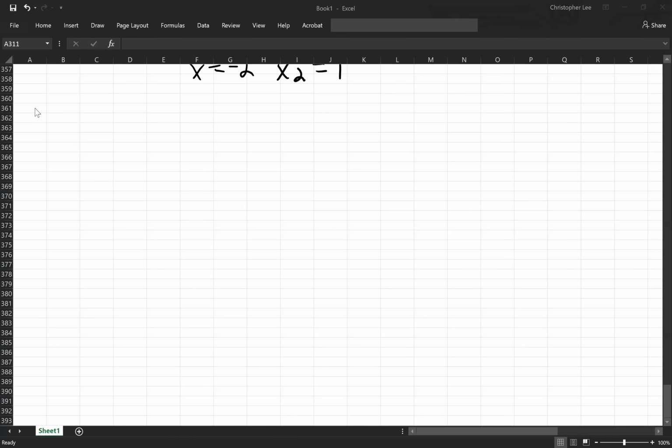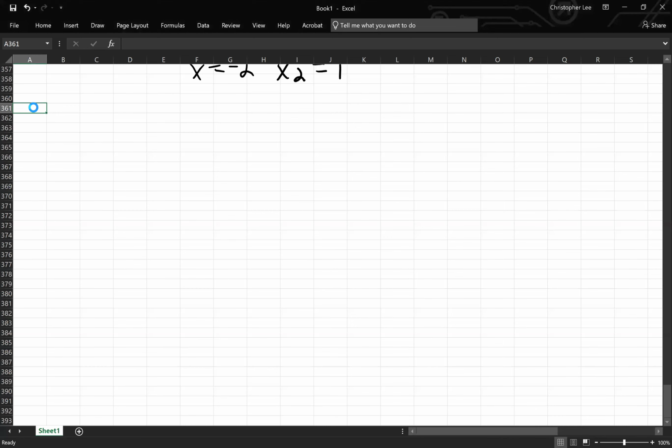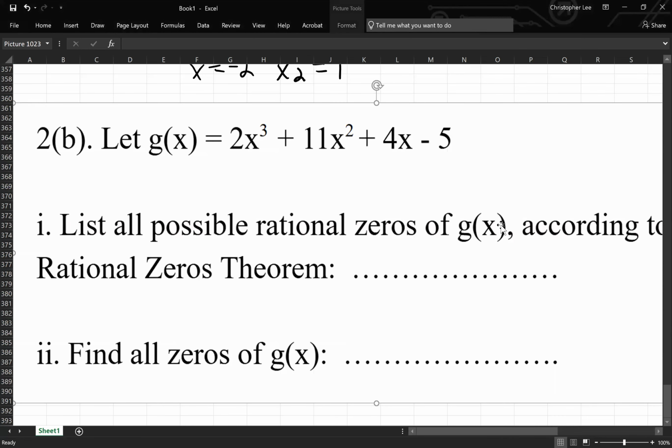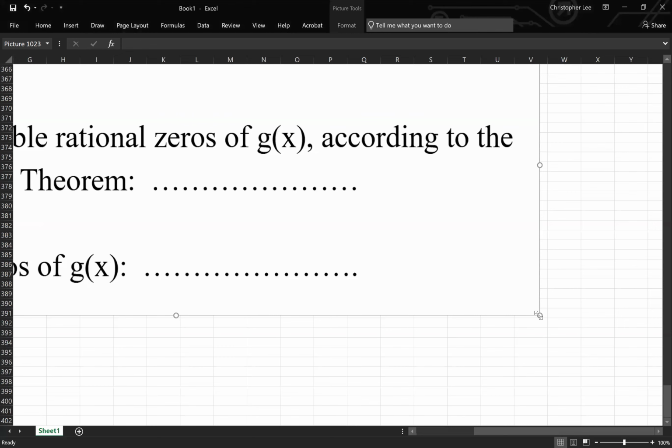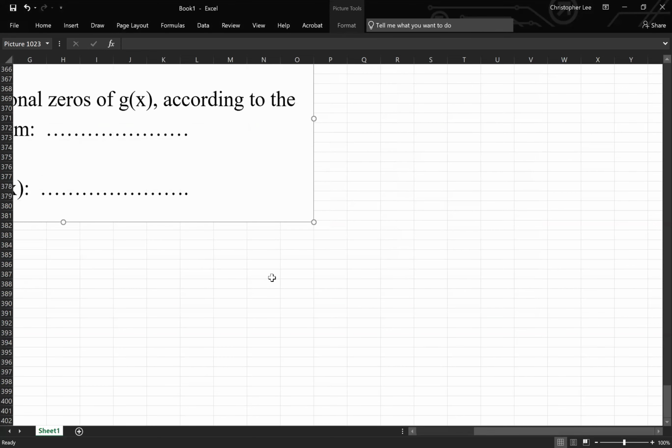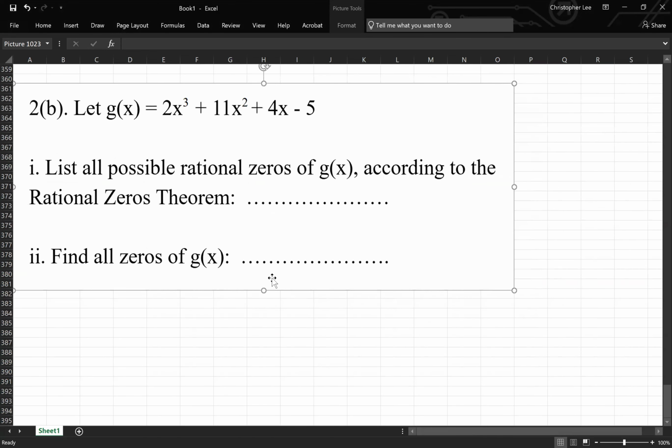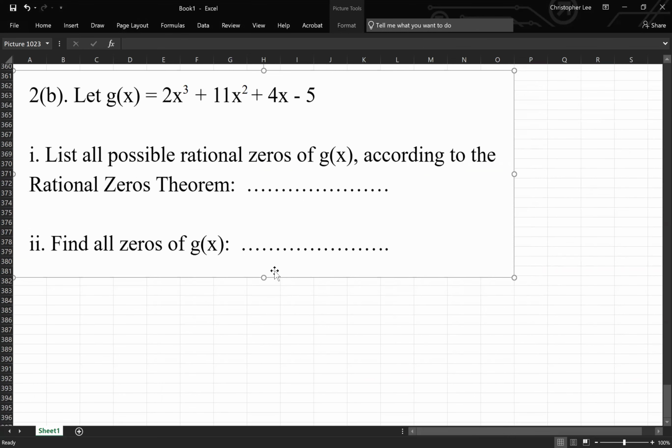All right, let's take a look at the next question. Okay. So this question says that g of x equals 2x cubed plus 11x squared plus 4x minus 5. We want to list all the possible rational zeros, according to the rational zeros theorem, and then we want to find all the zeros for g of x. So let's take a look at that.